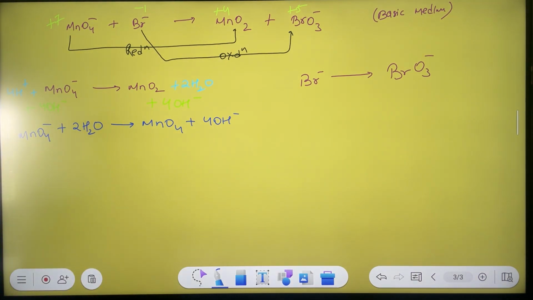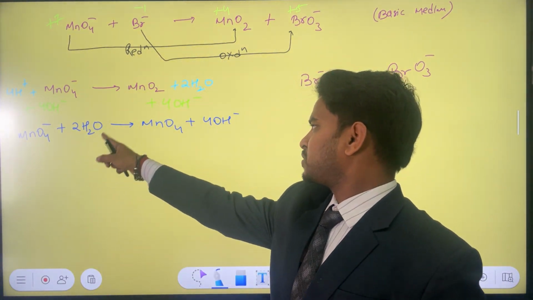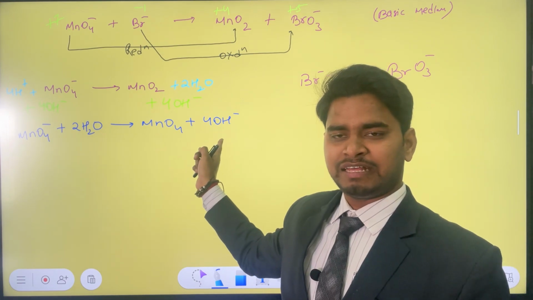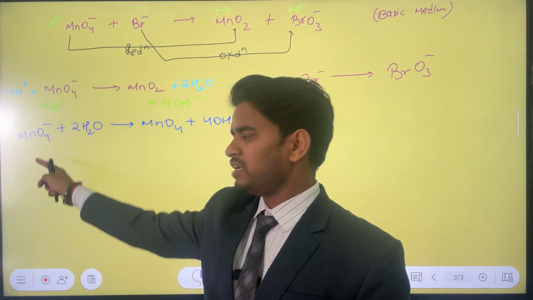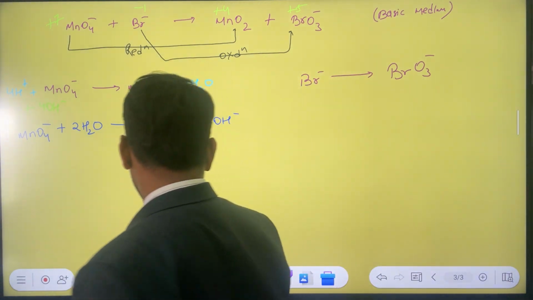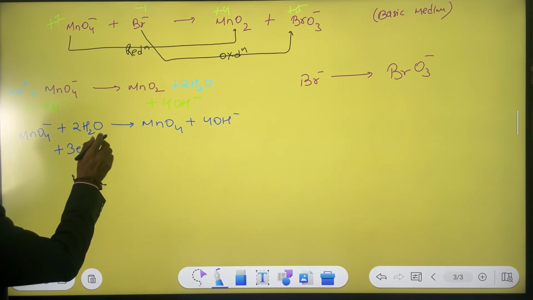And we have to balance the charge, and I hope you remember what exactly we did. We added 3 electrons on the left side because we have 4 negative charge on the right side. So 3 plus 1, it will become 4 negative charge. So let's add 3 electrons over here. That's it. This is balanced, guys.